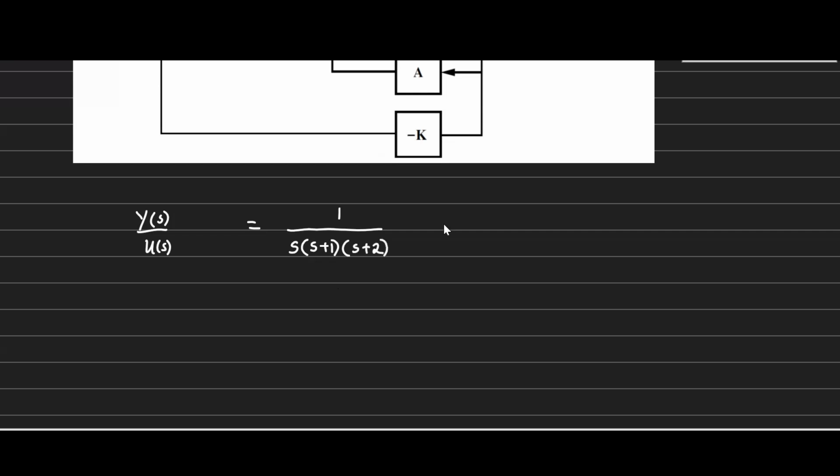So first of all, we have to expand this, okay? You can see this is a third order system, right? So if you expand this, you're going to end up having what? Expand the denominator, you have s cubed, plus 3s squared, plus 2s, okay? So this is what you get.